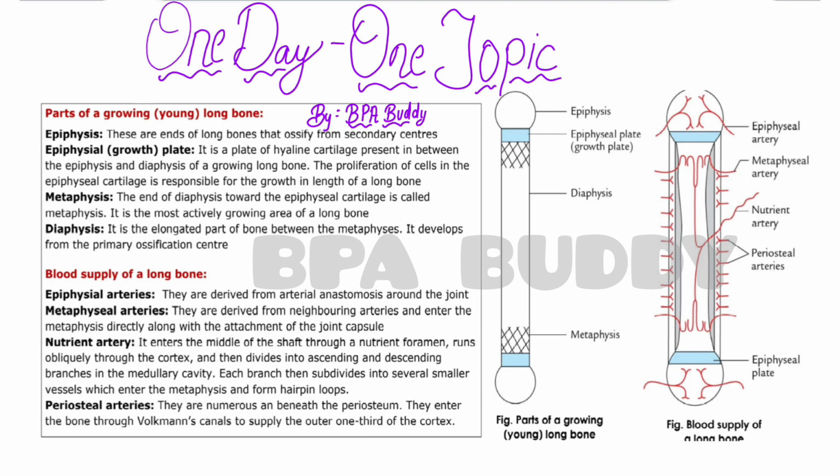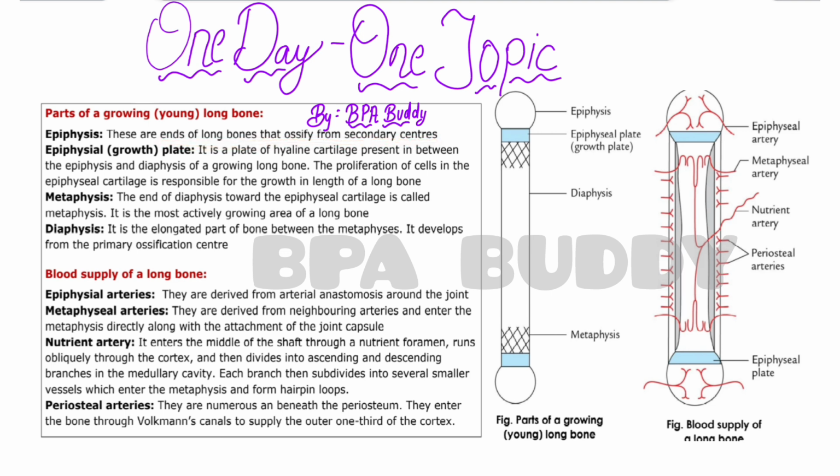So today the topic is young long bone. It is very important, so please pay attention. The parts of a growing young bone are epiphysis, epiphyseal plate, metaphysis and diaphysis. Let's start with epiphysis. These are the ends of long bones that ossify from secondary centers.